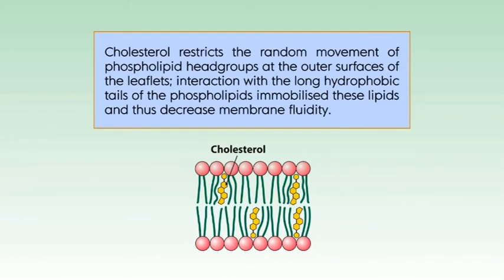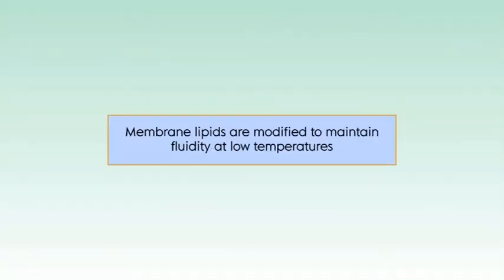Cholesterol restricts the random movement of phospholipid head groups at the outer surfaces of the leaflets. Interaction with long hydrophobic tails of the phospholipids immobilizes these lipids and thus decreases membrane fluidity. This property helps to organize the plasma membrane into discrete subdomains of unique lipid and protein composition. Lipid composition also influences membrane thickness and curvature. Membrane lipids are modified to maintain fluidity at low temperatures.